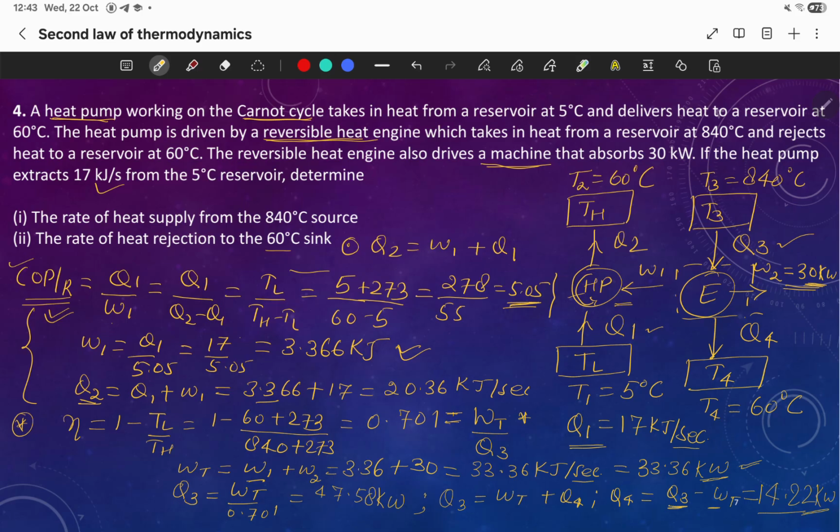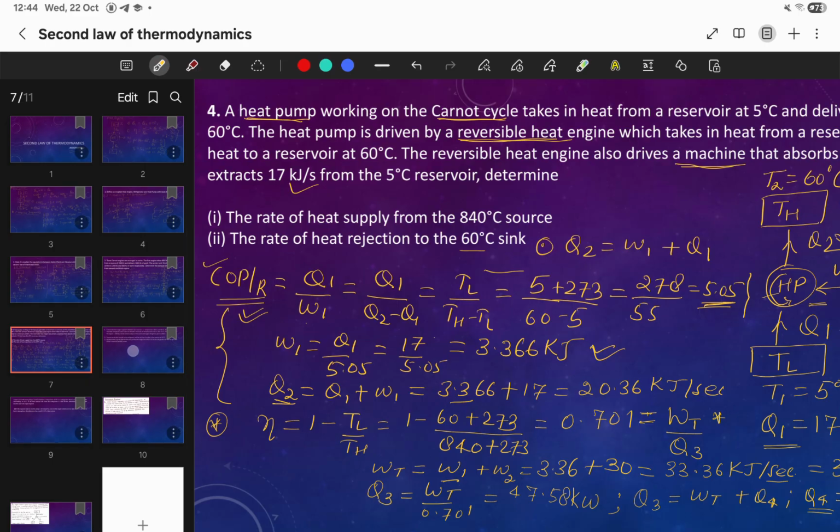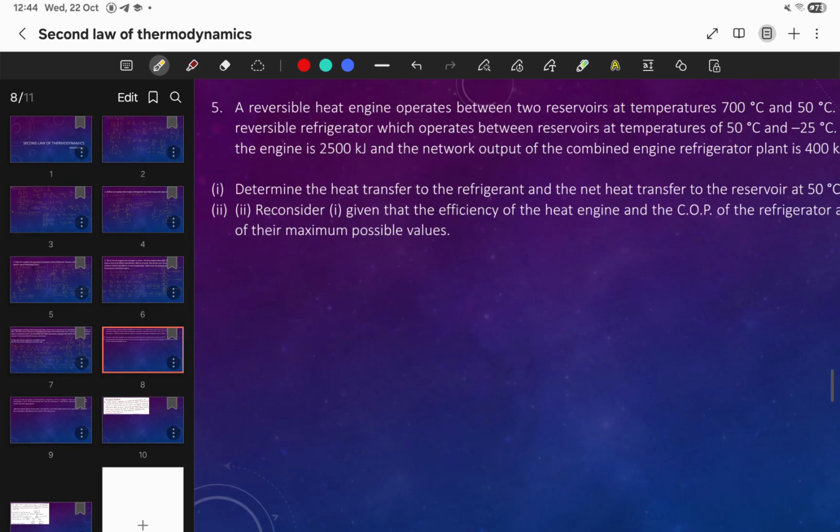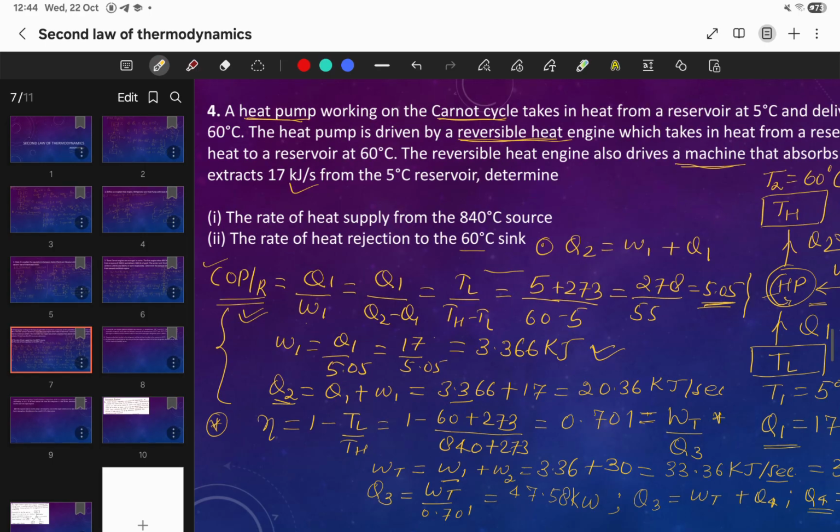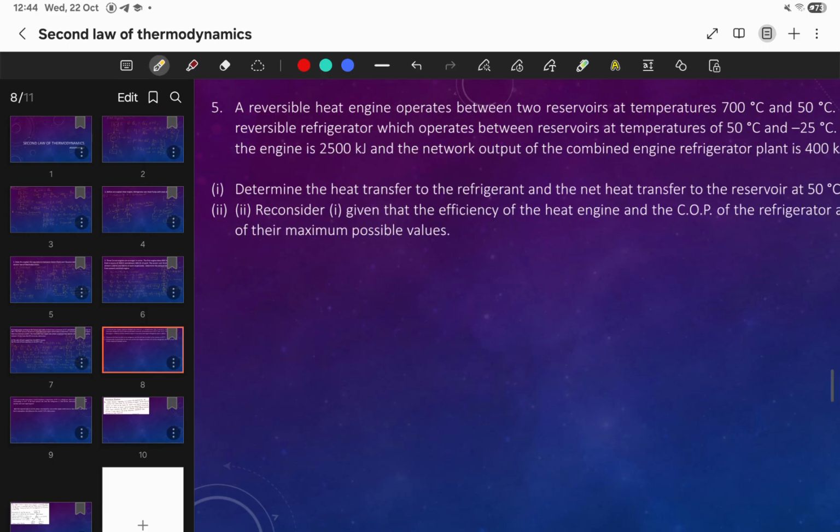So I think we got Q4 and Q2. This was the question to calculate the Q2 and Q4 values. Now let's move to the next question. Okay, question number 4, question number 5.